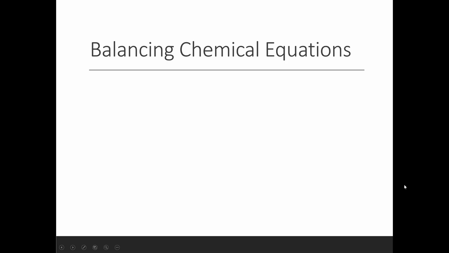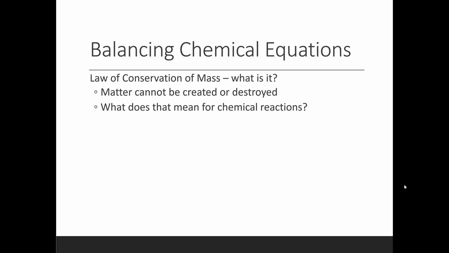In this video today, we are going to be talking about how to balance chemical equations. Now, the number one thing that you need to keep at the forefront of your mind here with balancing chemical equations is the law of conservation of mass, which says that matter cannot be created or destroyed. So when we think about that in the context of chemical reactions, we have some amount of starting materials, and we must finish with those same materials.